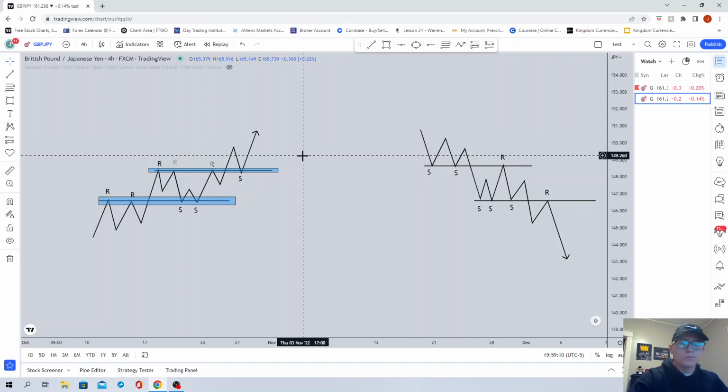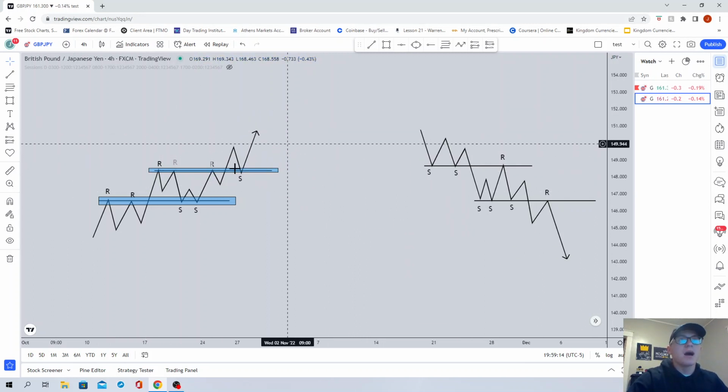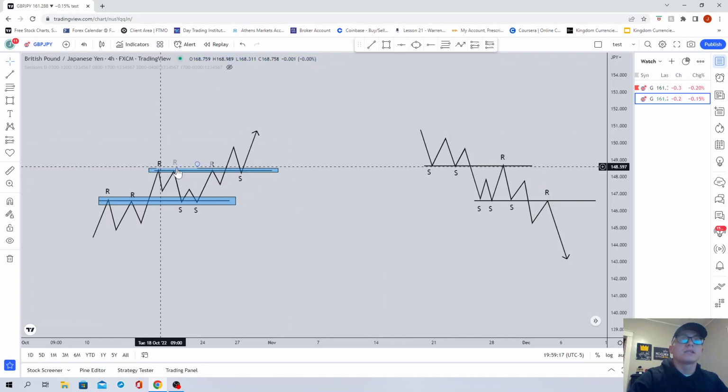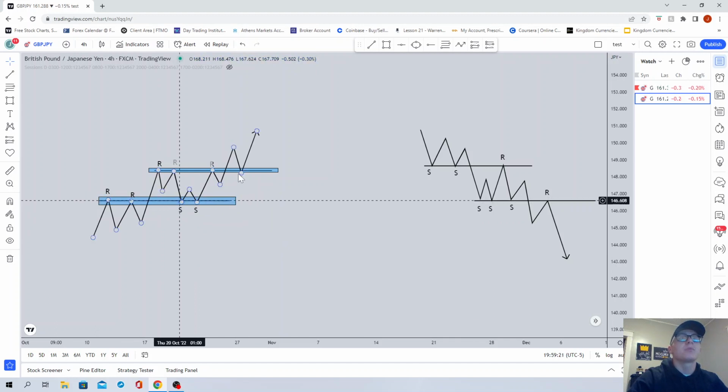Now remember, we don't counter-trend trade. So if price is bullish, we're only looking for buys. I don't care if it comes up into resistance and rejects back down. I'm going to be patient and wait for a buy setup.